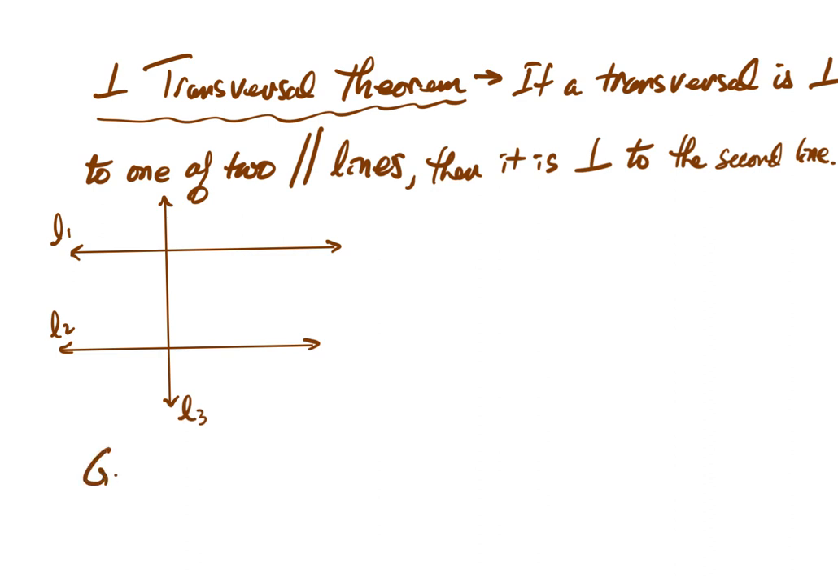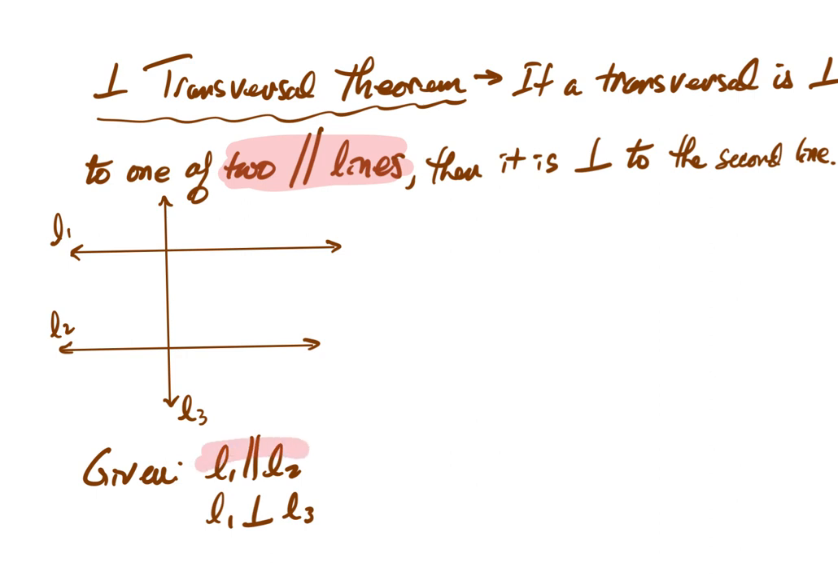Okay, and the given information here would be that line 1 and line 2 are parallel to each other. Line 1 is perpendicular to line 3. So the given information, let me use my highlighter tool here. The given information is we have two parallel lines.